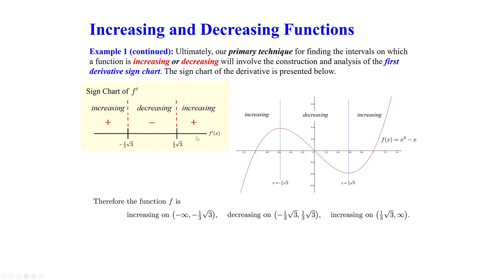Similarly, I could use values of 2 and -2 to determine that the derivative was positive on these two intervals. Notice I'm plugging into the derivative. That's why I have this sign chart labeled. This shows this is the sign chart of the first derivative.